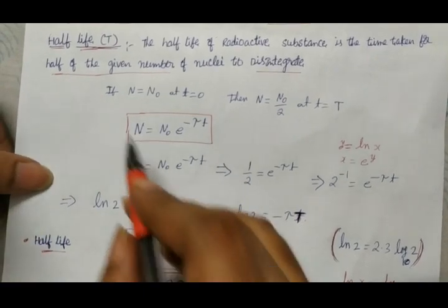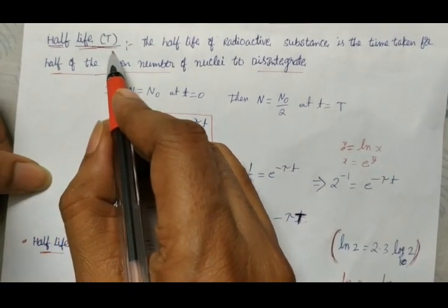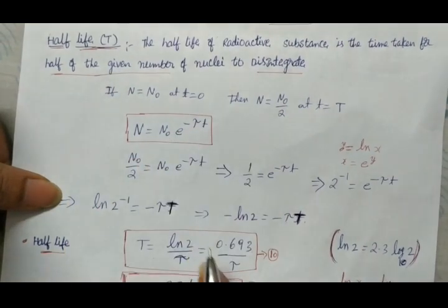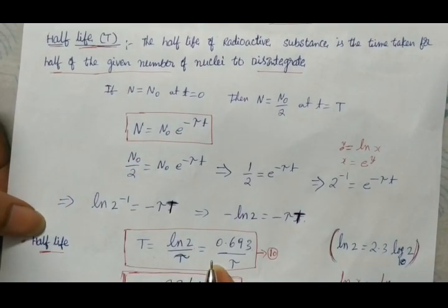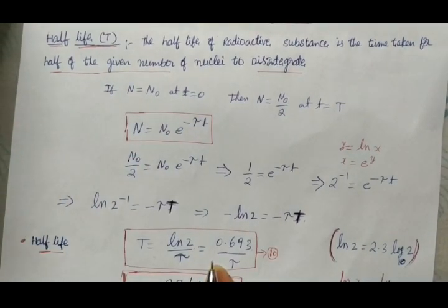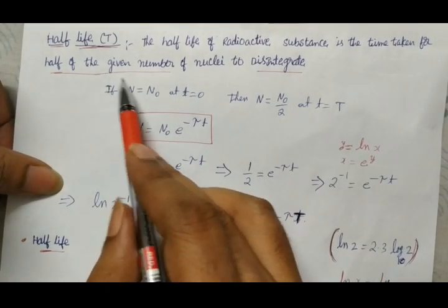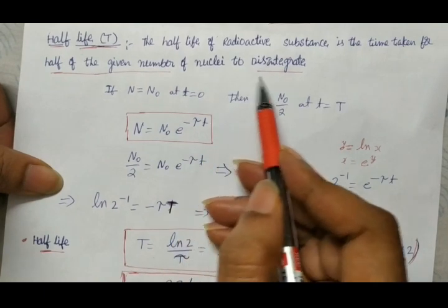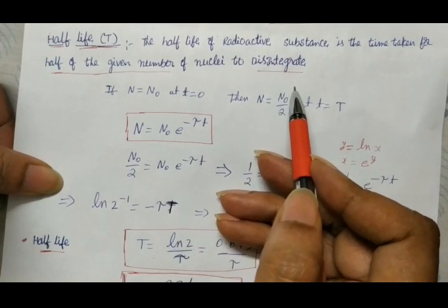Now we'll see about the half-life of a radioactive substance. What does half-life mean? It is the time within which half of the material will be disintegrated, or the time taken for half of the given number of nuclei to disintegrate. That is what we call half-life.